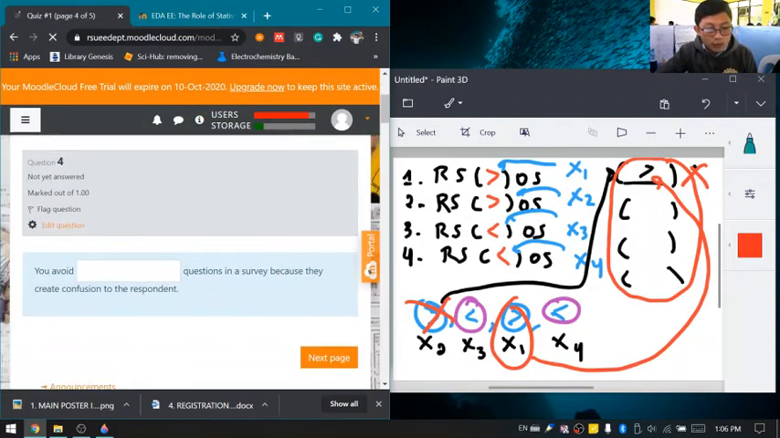So you avoid blank questions. So this is in the context of survey, so we're only going to talk about the questions about the survey. Now, there are many kinds of questions. We have leading, open-ended questions. We have double-barreled questions. But those are the three primary kinds of questions that we must avoid in a survey.